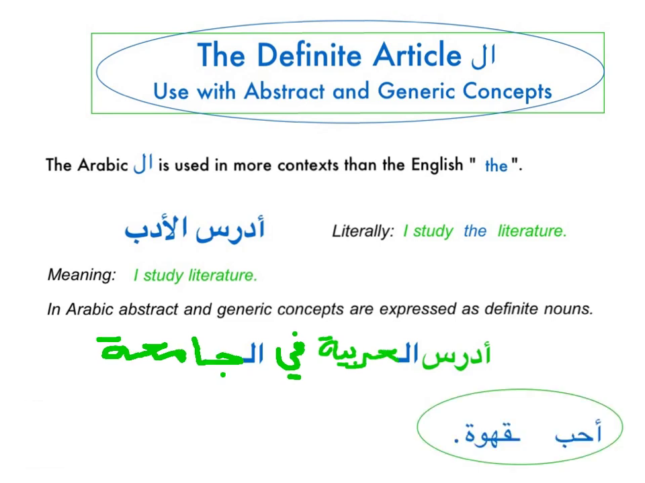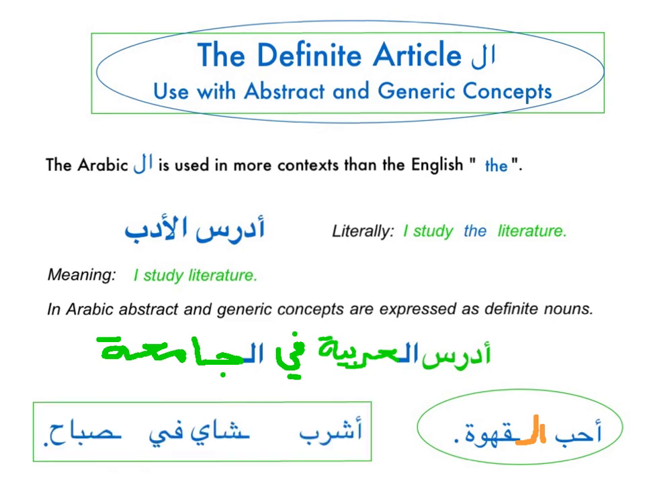For example, if you would express your love for coffee in English, you would say I love coffee. In Arabic you would say أحب القهوة. It's not a specific brand, it's not a specific type of coffee, it just means you love coffee in general. Same for this example, if you want to say I drink tea in the morning, you say in Arabic أشرب الشاي في الصباح.